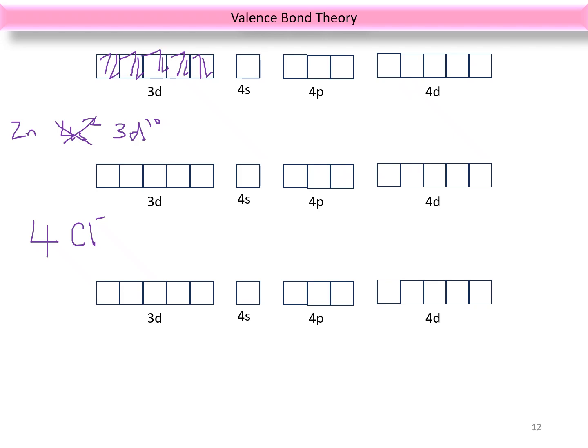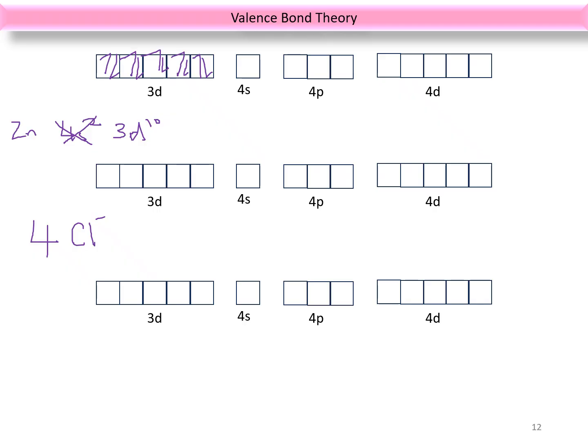Okay, so there's no more option for chlorine. Even if a strong ligand is used, it will still fill up the 4s orbital because the 3d orbital is already full. A strong ligand will not break the paired electrons into unpaired electrons. The strong ligand will only force unpaired electrons to pair up, not break paired electrons into unpaired electrons.